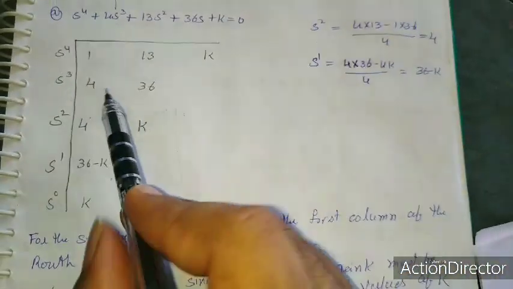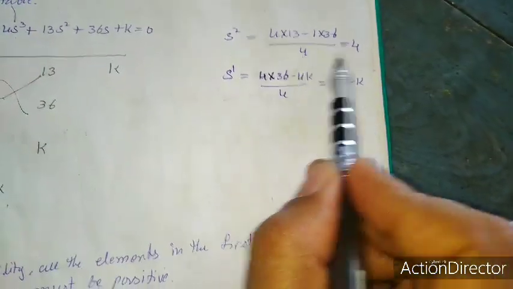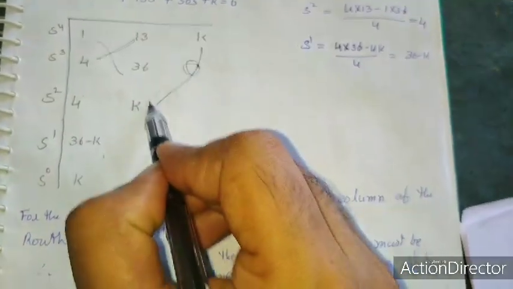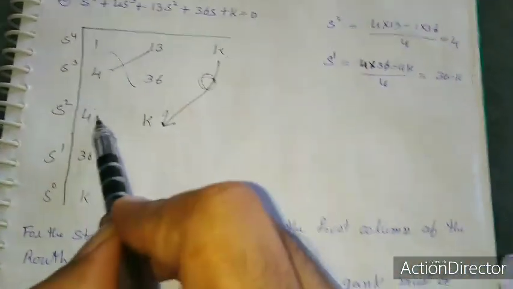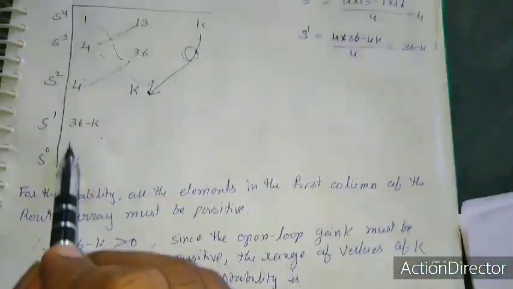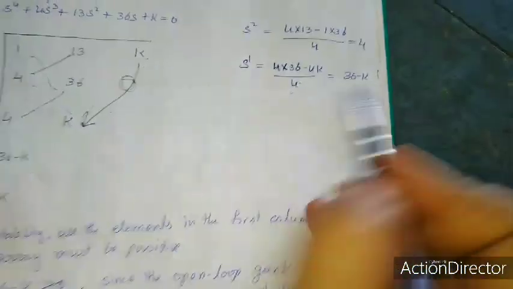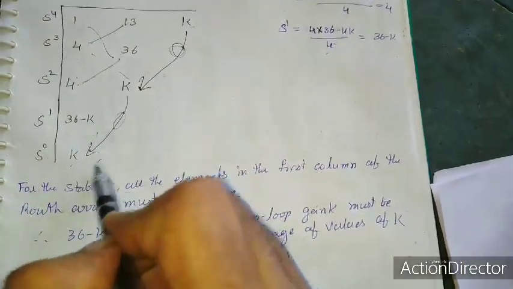Now how to find out s square terms. So s square terms can be found out by 4 into 13 minus 1 into 36, divided by 4. I got 4, I replaced the element here with 4. Since there is no element here, I can directly take the k value here. So s square terms are 4 and k. Next, s terms is 4 into 36 minus 4 into k, divided by 4. I can take 4 common and cancel, so I'll get 36 minus k. And next, no term is there here, so I'll take this as k.